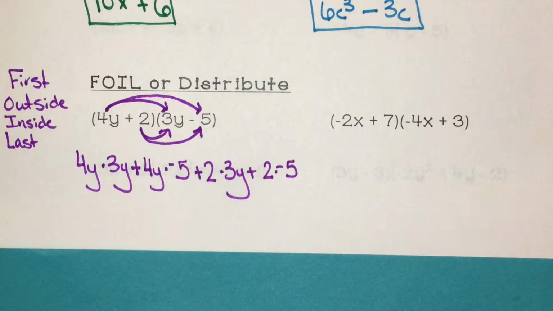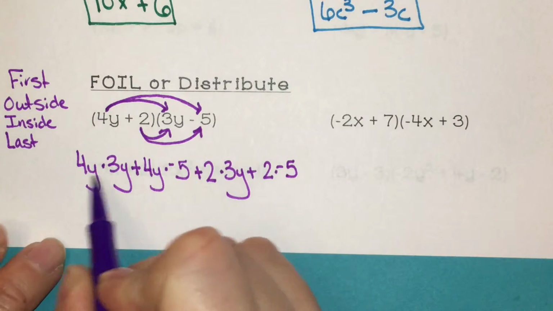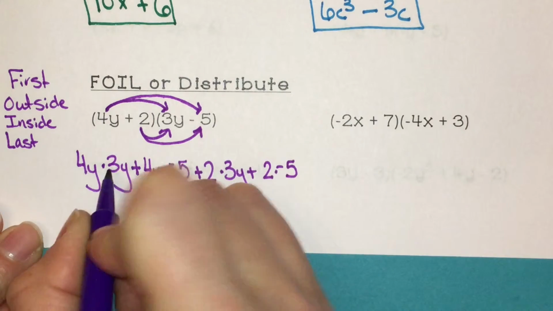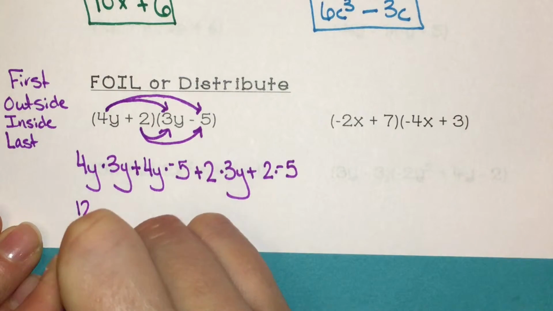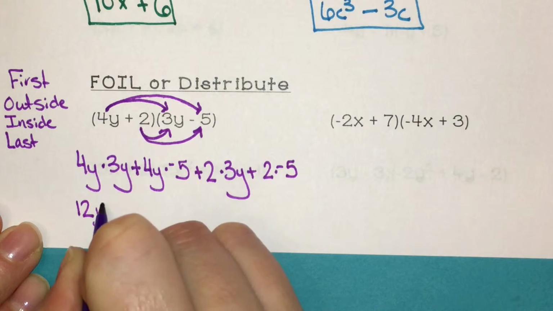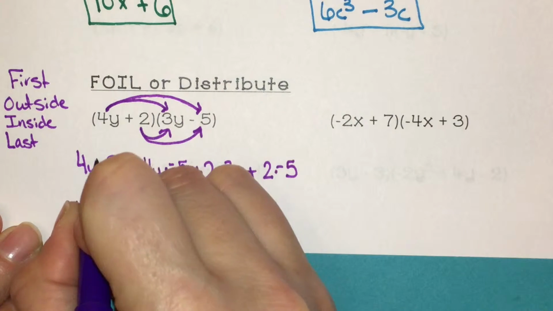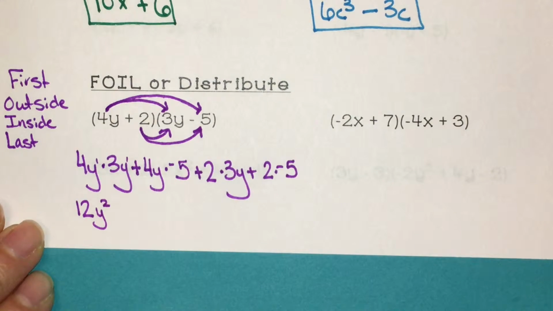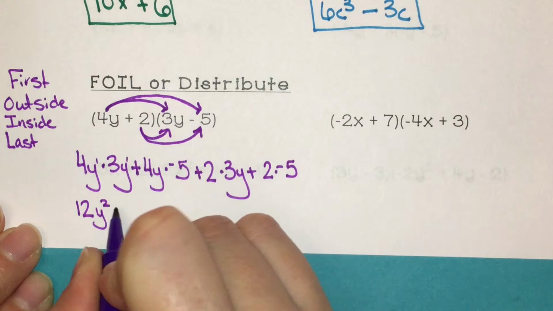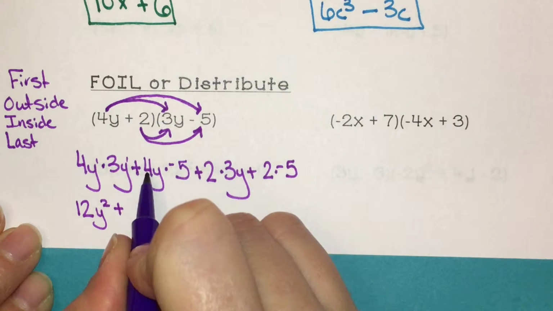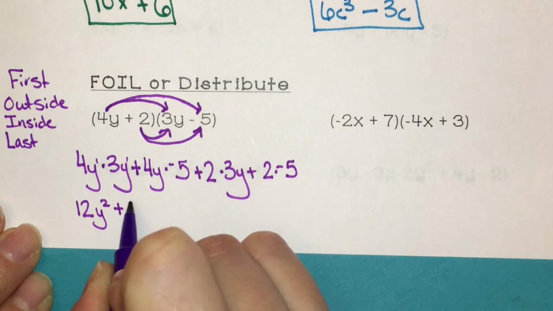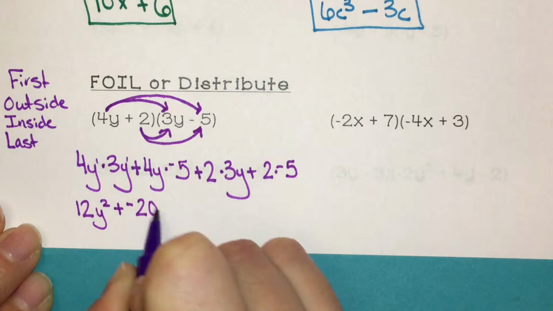So now we're just going to combine the terms. So we have 4y times 3y. 4 times 3 is 12, and y times y is y squared. Or you can think of each of these y's is raised to the first power, and when you're multiplying bases that are the same, you just add the exponents. All right, plus 4y times negative 5 gives us negative 20y.